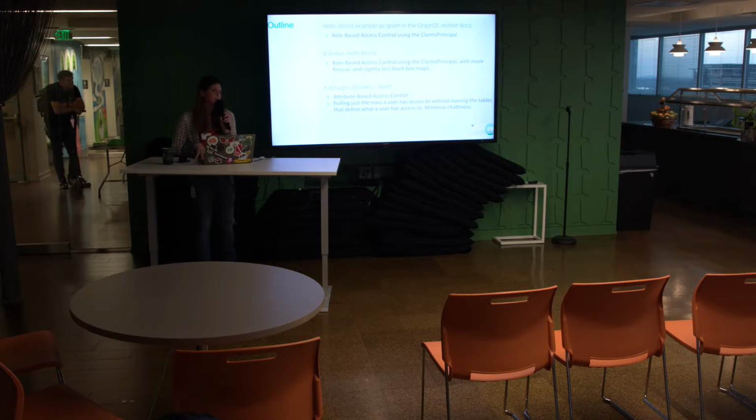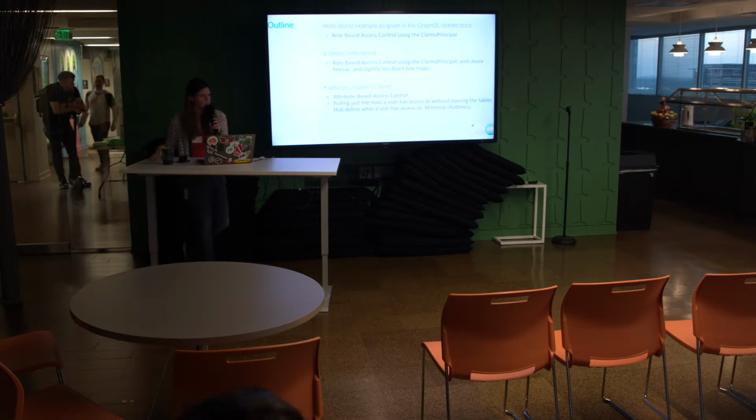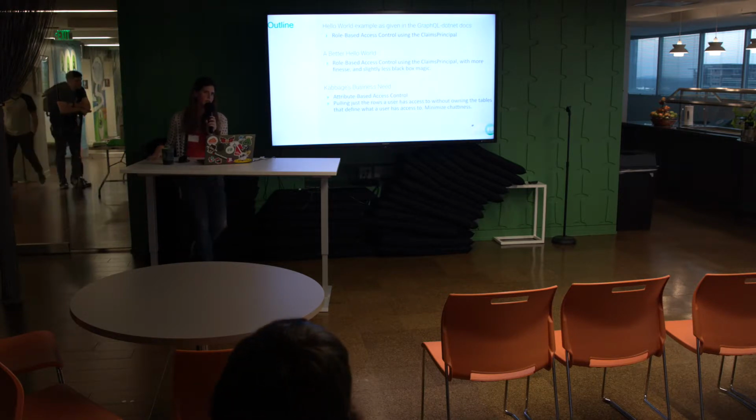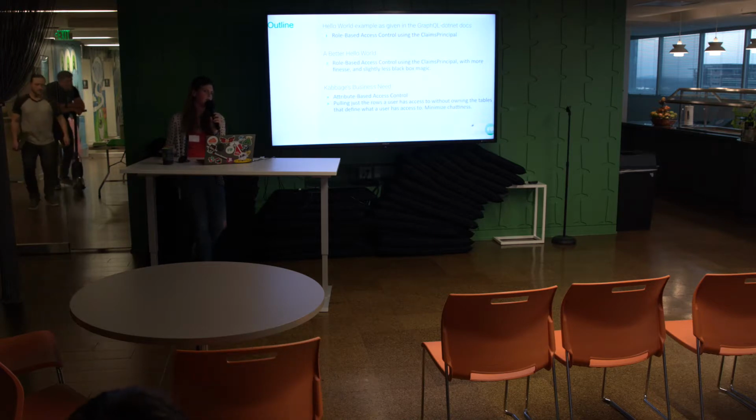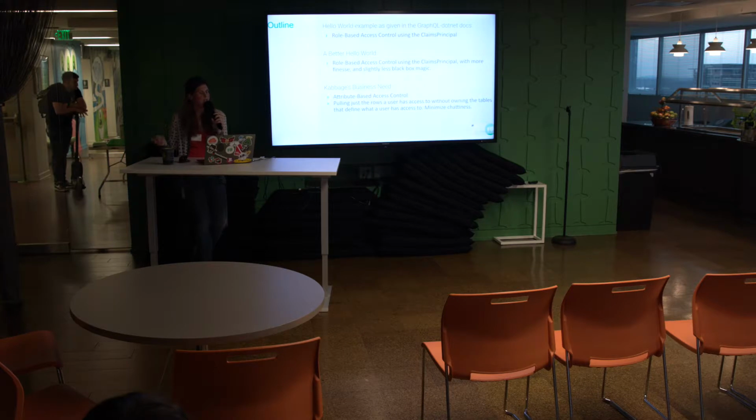And then after we've learned about how different parts of this framework work, we're going to jump into what Kabbage's need was, which is a different kind of access control, which is attribute-based access control. Rather than basing it off of the role on the user on the claims principal, we'll be basing it off of the user ID and saying all of these rows in this graph or in this node, the user can see the ones that have the same user ID as them.